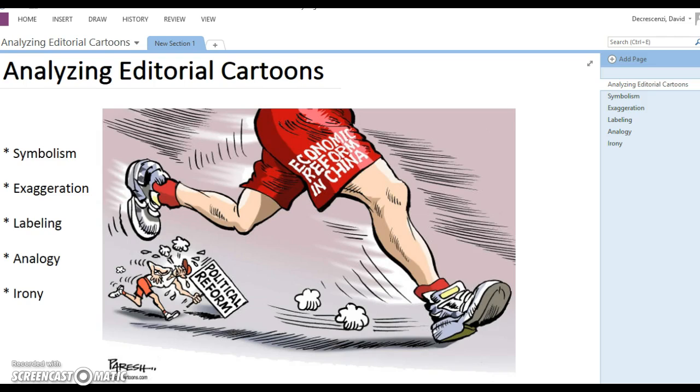This is an editorial cartoon. What I also like to point out to you is that there are 5 elements or techniques cartoonists use in creating editorial cartoons. The first one is symbolism. The second one is exaggeration. Below that is labeling. Below that is analogy. And the last one is irony. It is important to point out that cartoonists might use all 5 of them in creating an editorial cartoon, or they might use 3 out of the 5.